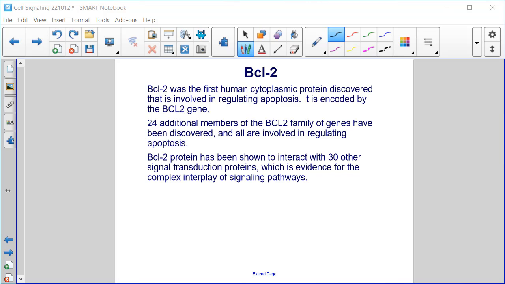BCL2. BCL2 was the first human cytoplasmic protein discovered that is involved in regulating apoptosis. It is encoded by the BCL2 gene. 24 additional members of the BCL2 family of genes have been discovered, and all are involved in regulating apoptosis. BCL2 protein has been shown to interact with 30 other signal transduction proteins, which is evidence for the complex interplay of signaling pathways.